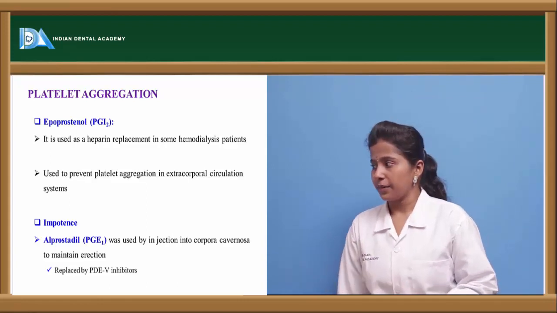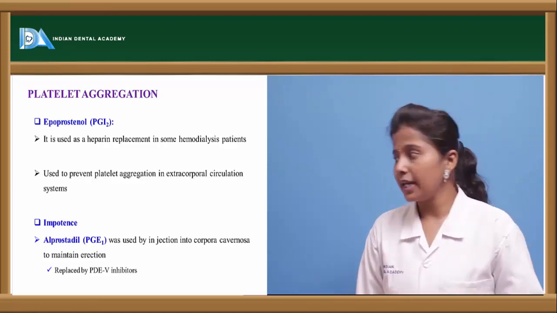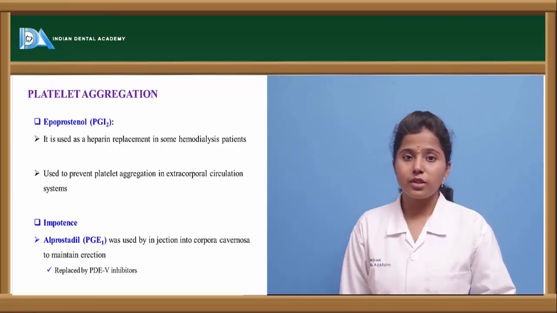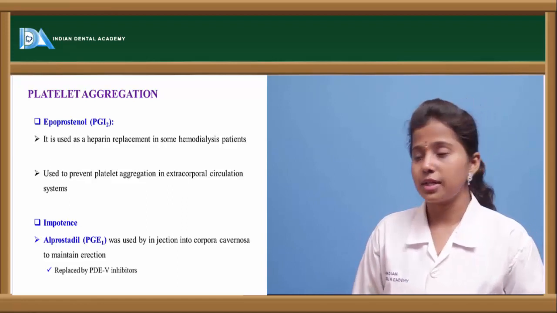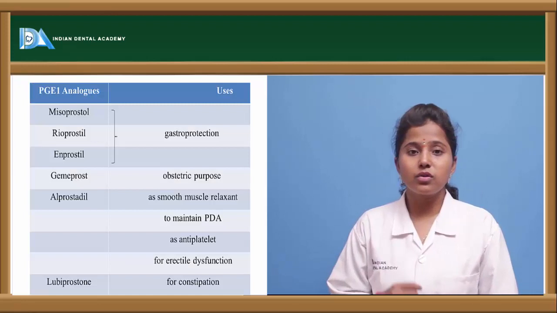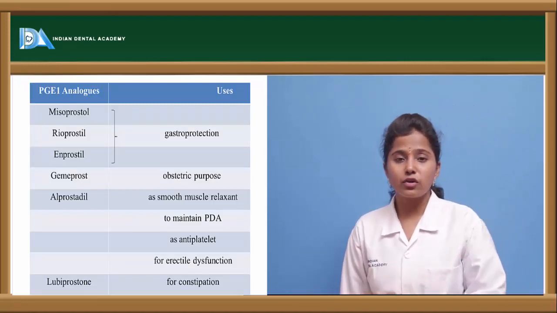And PGE1 is also marketed as alprostadil. Alprostadil is such a marketed formulation which contains PGE1 and it is mainly used in impotence. There are various analogues of these prostaglandins also. Let us see the analogues of these prostaglandins.